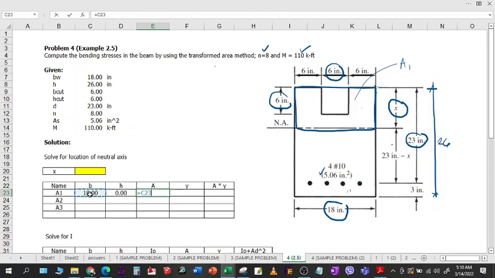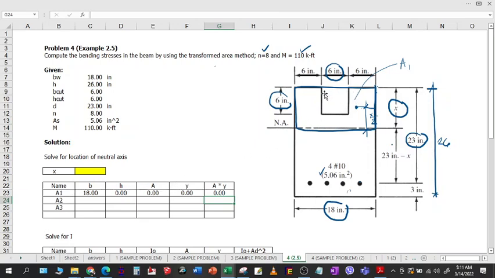Area is simply B times H, and Y, this is our Y for area 1. Let's say the centroid is here, x over 2. So x right here divided by 2. And our A times Y, or the moment of this area, is this formula, A times Y, enter. So we have now our values for the first area, or the area of concrete.